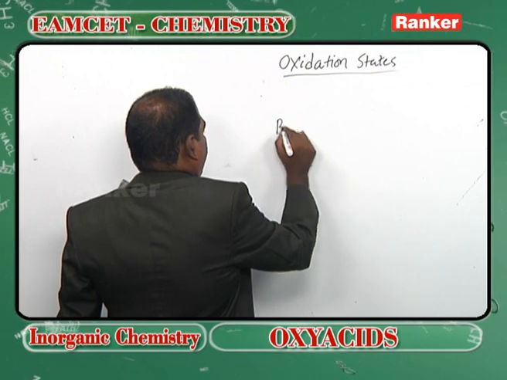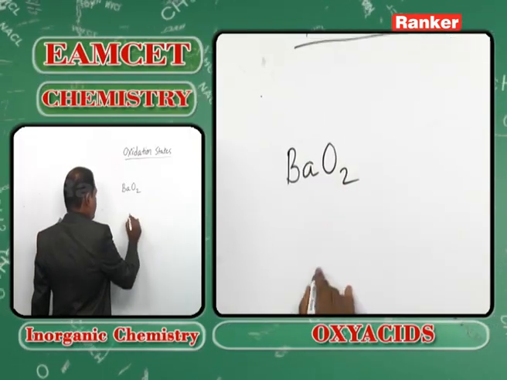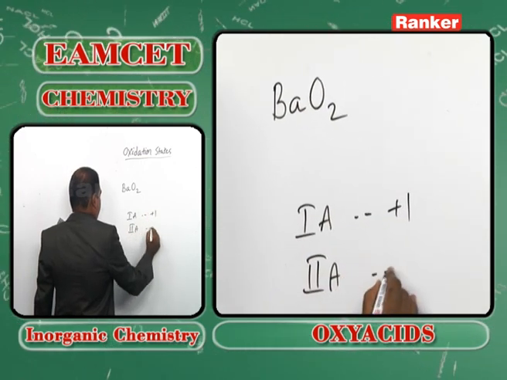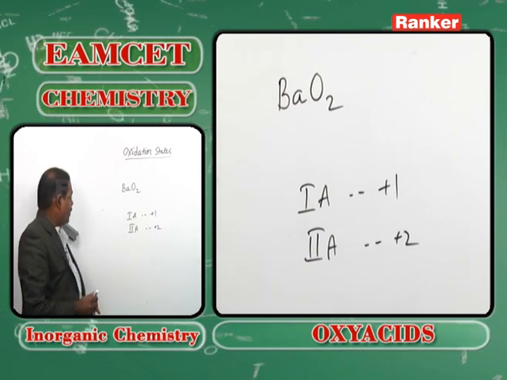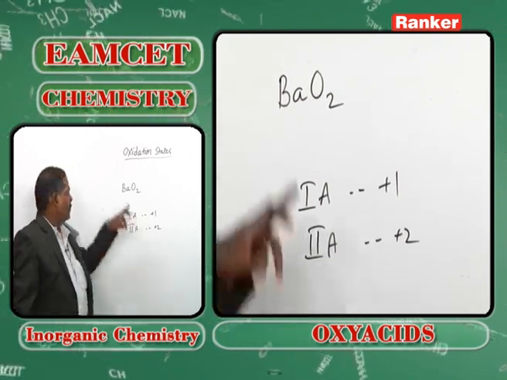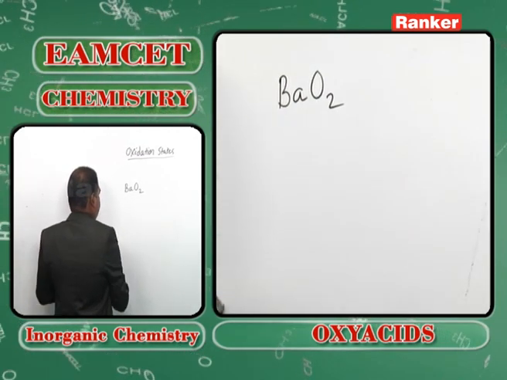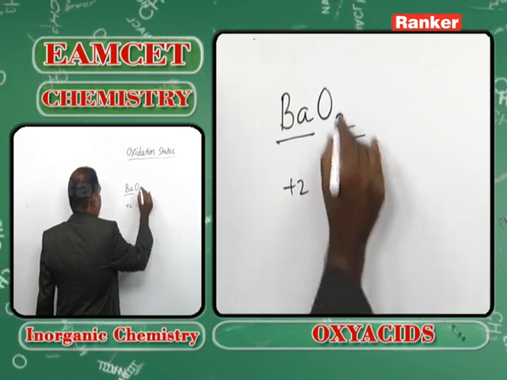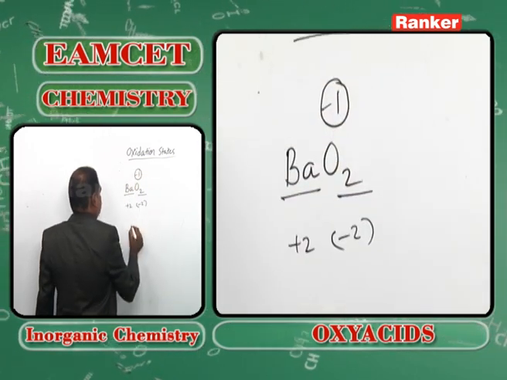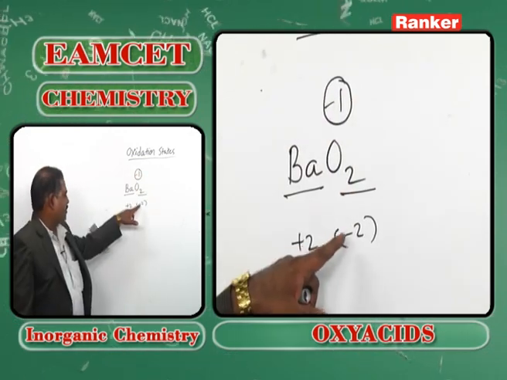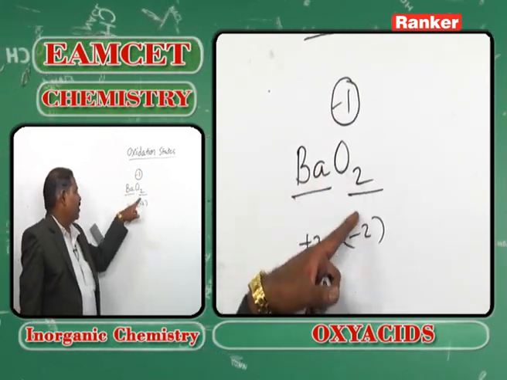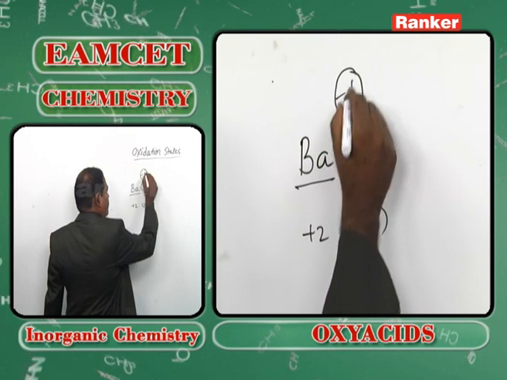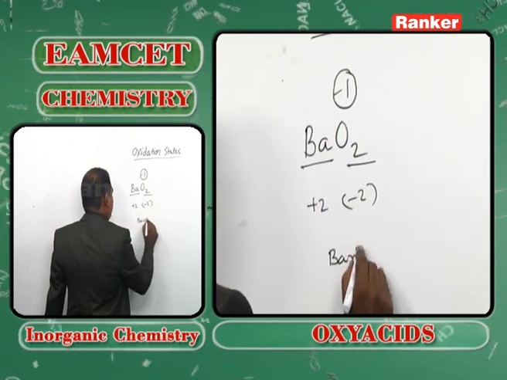What about BaO2? You remember elements of 1A +1, 2A +2. What are the elements of 2A? Beryllium, magnesium, calcium, strontium, barium. Barium is fixed at +2. So, barium here is fixed +2, two oxygens together get -2 and each oxygen is -1. Therefore, this is called oxygen -1. It is called barium peroxide.